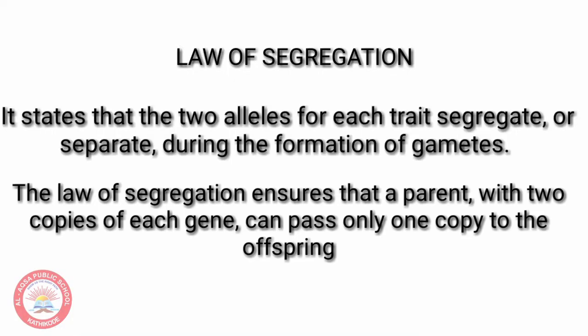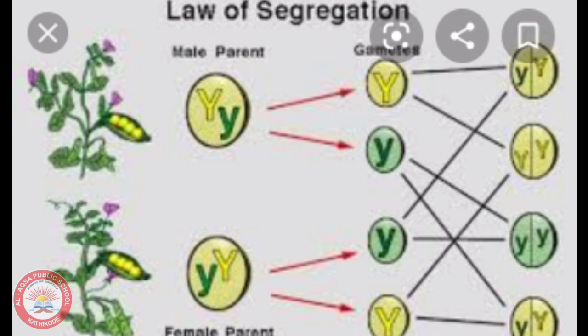The next is the law of segregation. According to this law, the two alleles for each trait segregate or separate during the formation of gametes. This law ensures that a parent which has two copies of each gene can pass only one of the copies to the offspring. This picture explains the law of segregation. You can see how the gametes are formed from the parent, how the alleles are separating while the gametes are formed. Only one of the alleles is passed on to the gamete.